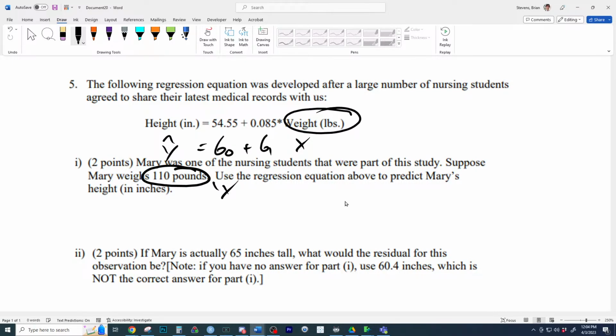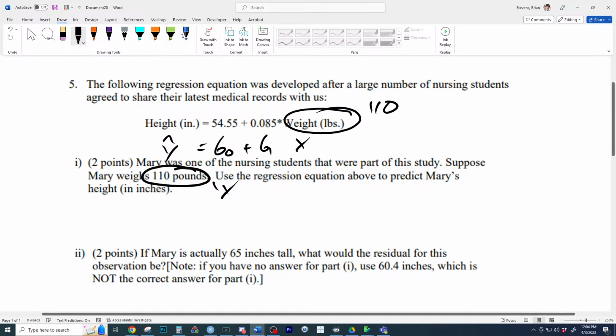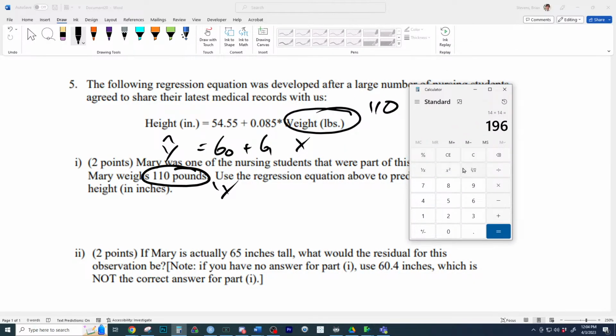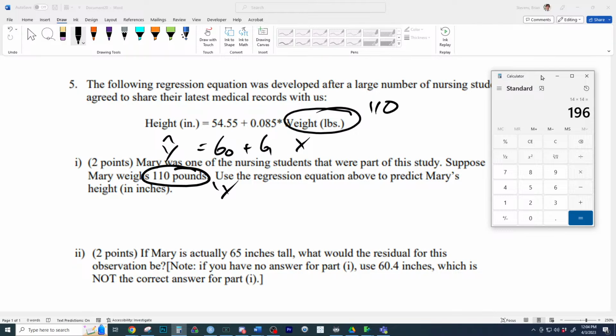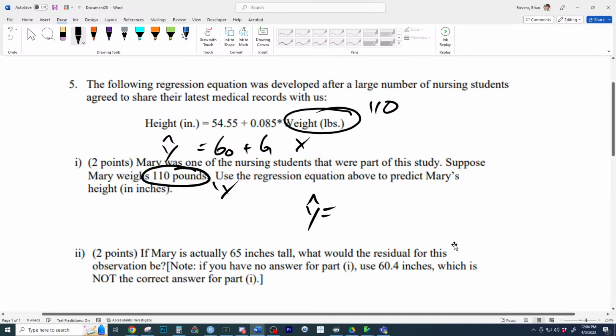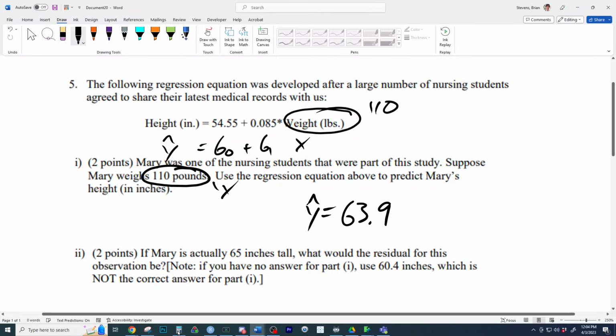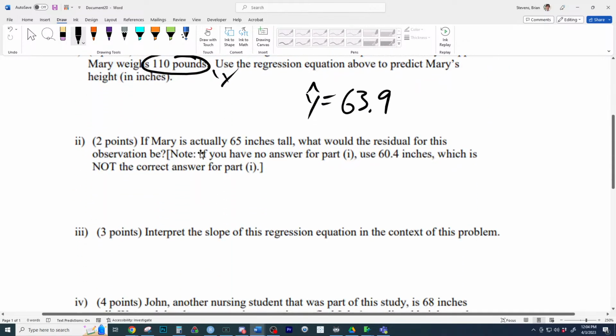We're literally just going to take the weight of 110 and plug in. And we are now solving for Mary's what? Use the words over here. It says it, but just know that whenever you do the regression equation, you are getting a predicted height. So this is y hat. Be careful, that's not a bar. Hat means predicted, and 63.9. So right there, we have the predicted height of Mary from the regression equation.